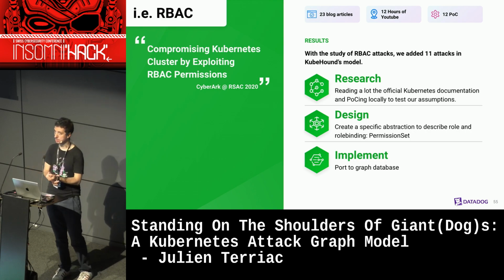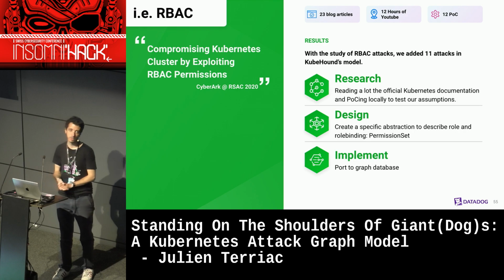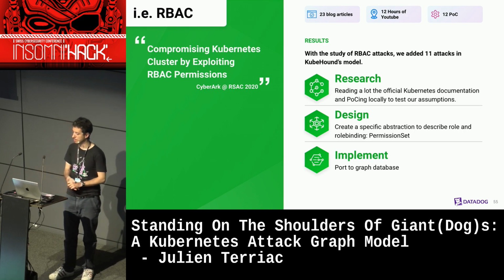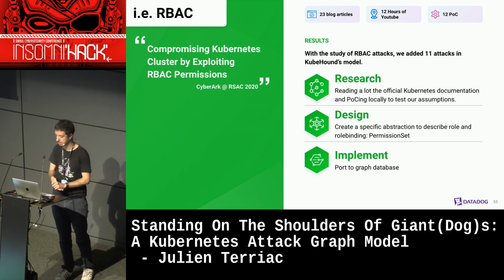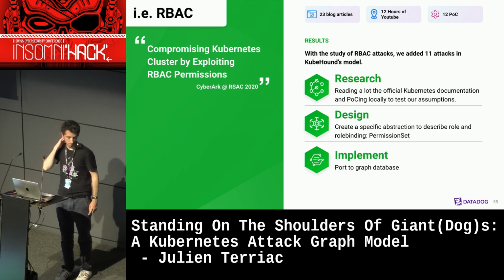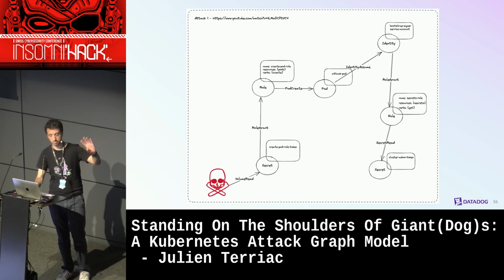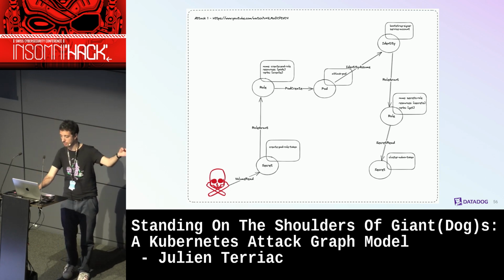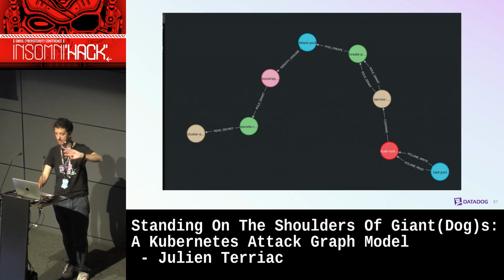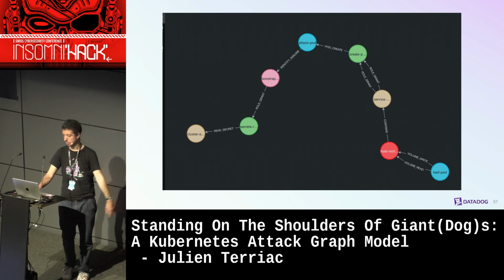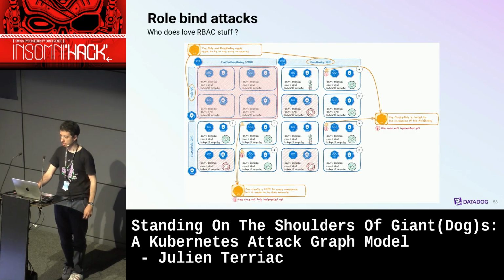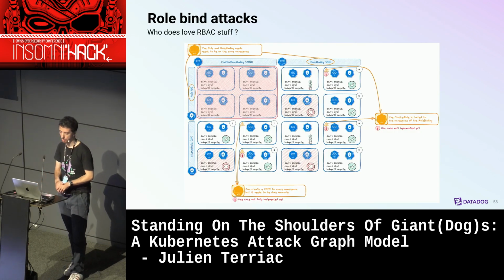When we did the RBAC step, we said, oh, maybe we should try to build the permission set, because otherwise it's going to be a nightmare to get all the roles and role bindings. And then we tried to port it to the graph. So basically, it looked like a sketchy graph from here. From here, we moved to Neo4j, and then to what you just saw in the previous demo.